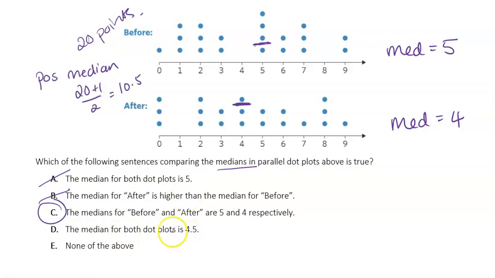Median for both is 4.5, incorrect, and we do have a correct statement, so none of the above is not our option.